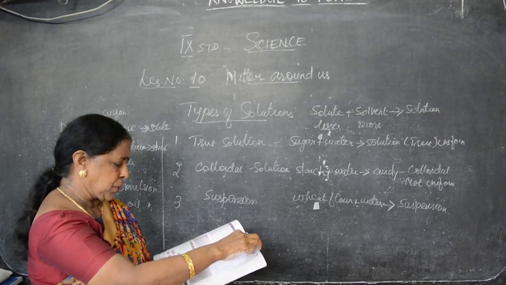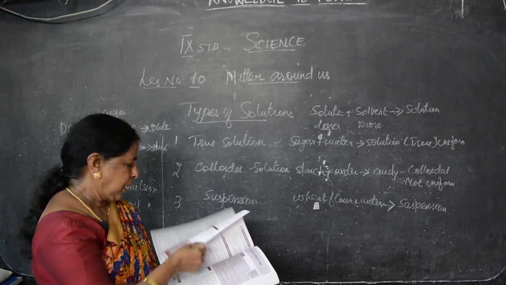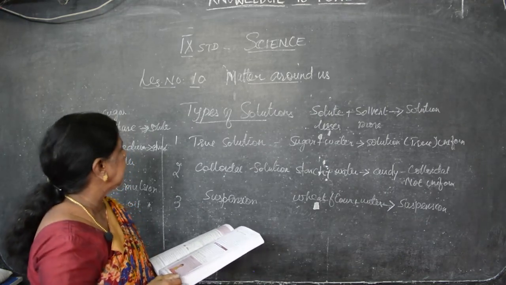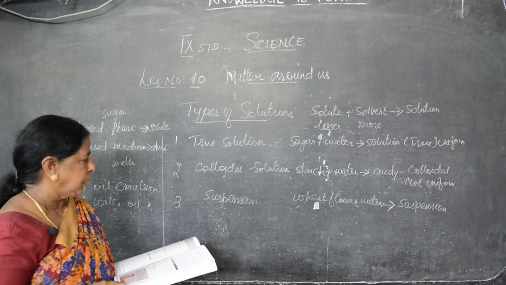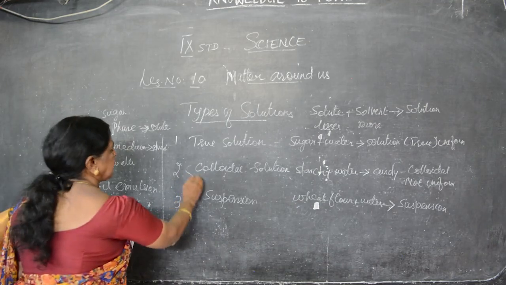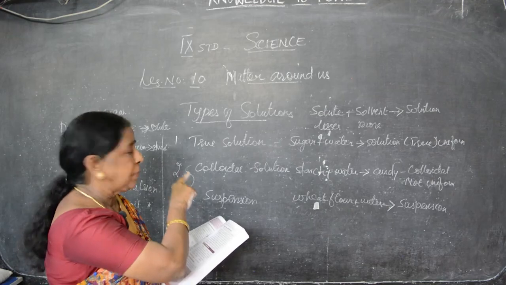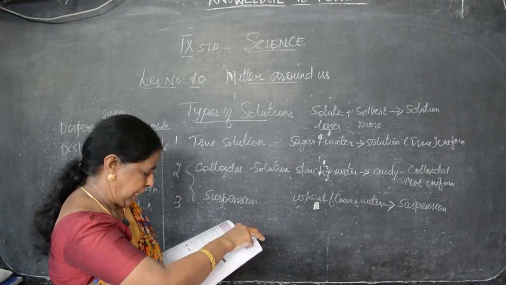Next to that we have seen solution. What is solution? We said there are 3 kinds of solution: true solution, colloidal and suspension. Colloidal and suspension are not uniform. True solution is uniform. Uniform means homogeneous, not uniform means heterogeneous.